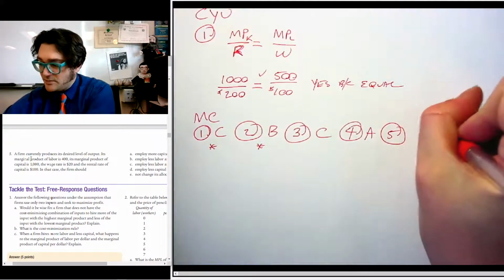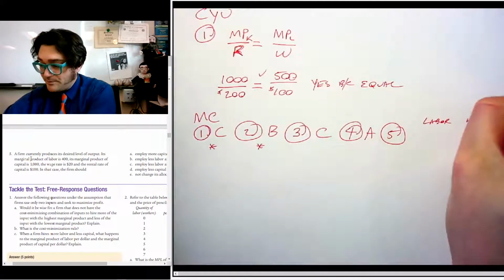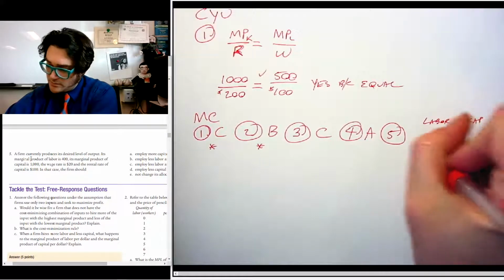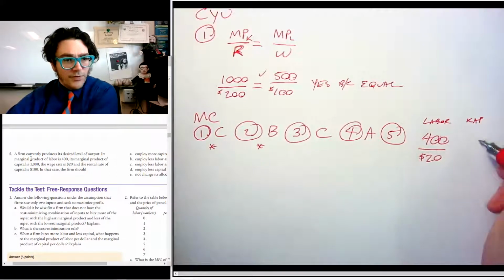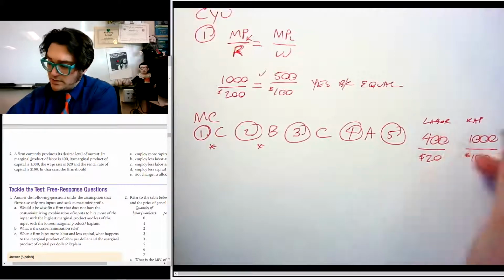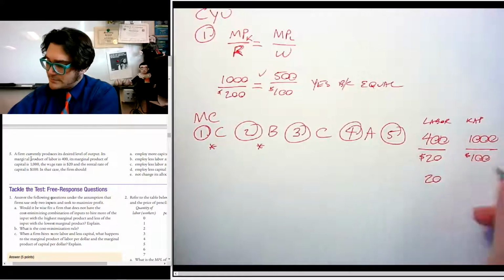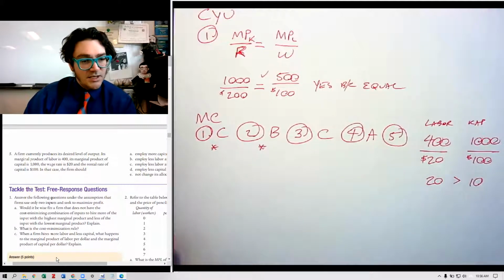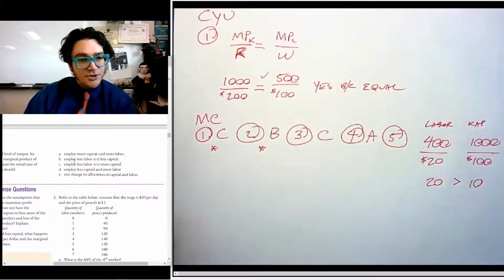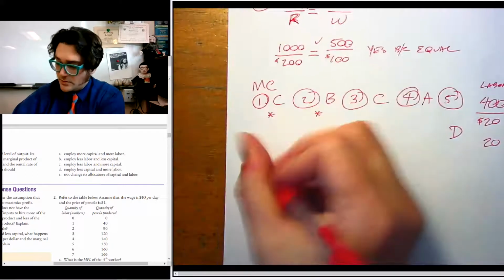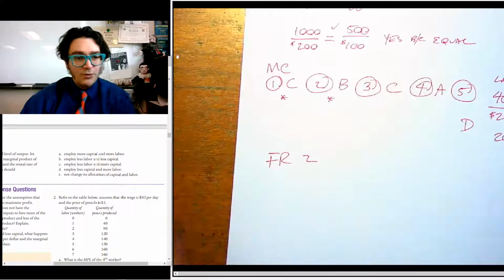We'll do the labor, and we'll do the capital. It says 400 over 20, and 1,000 over 100. So it's not equal. That one's 20, and that one's 10. So they should hire more labor. The answer: the firm should employ less capital and more labor. D.